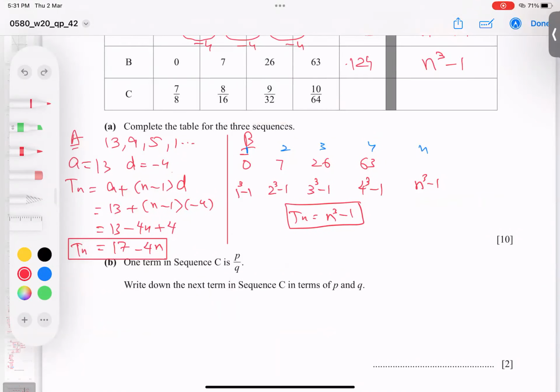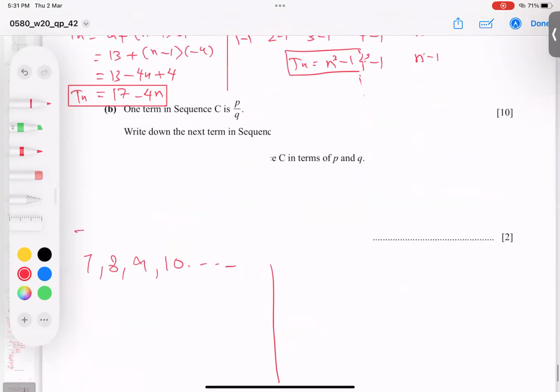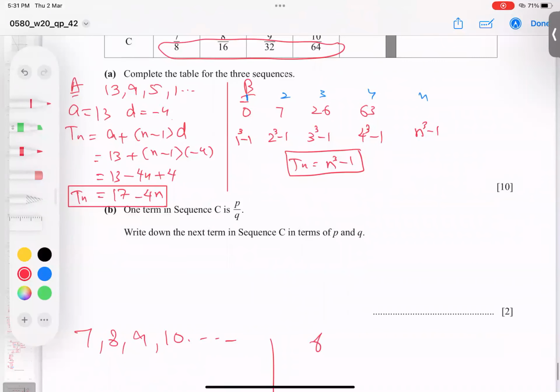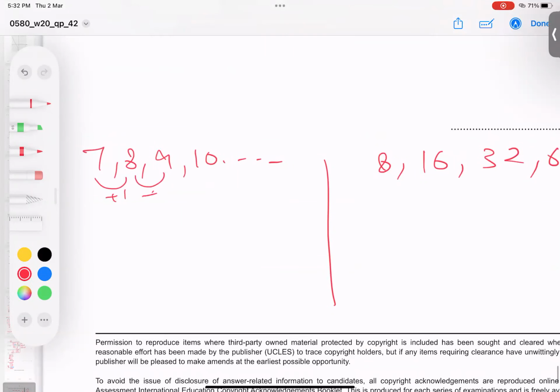So I'm doing the one below. 7, 8, 9, 10, dot, dot, dot. Below that: 8, 16, 32, 64. Let's try to solve these two. For the first, this number plus 1, this number plus 1, this number plus 1. It is an AP. So a is 7 and the common difference is 8 minus 7, which gives you 1.